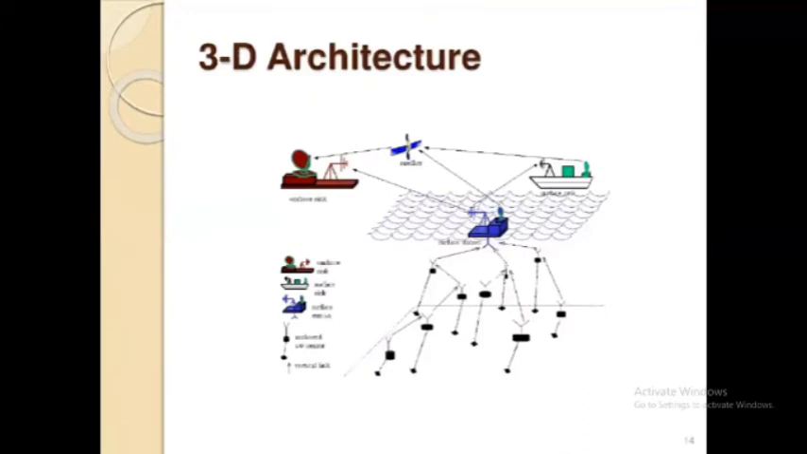Next. The second one is 3D architecture. As you have seen before in 2D architecture, there is no major difference in it. The only difference is that the sensors are anchored. Anchored underwater sensors are used in 3D architecture.